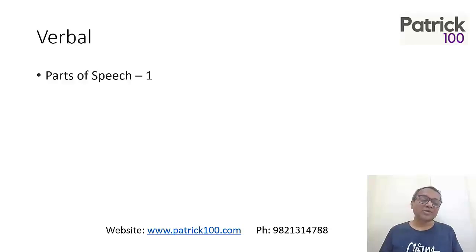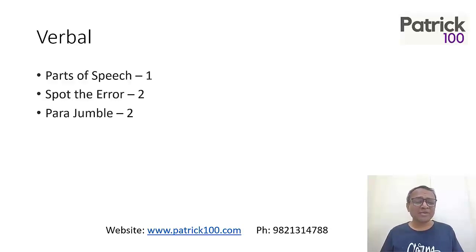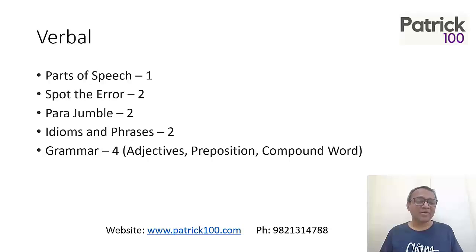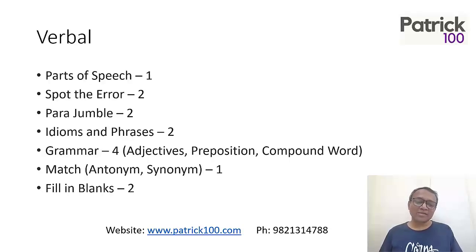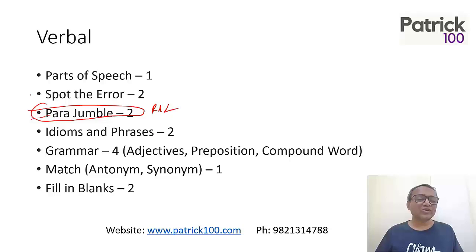If you look at verbal, there were parts of speech, spotting the error, para-jumbles, idioms and phrases, grammar, match the column, and fill in the blanks. From this, para-jumbles could take some time, so my suggestion is to keep the para-jumbles for round 2. The rest you should be able to do, unless you want to keep match the column for the second round. Ideally the first round should be around 12 to 13 questions, unless you don't know anything.